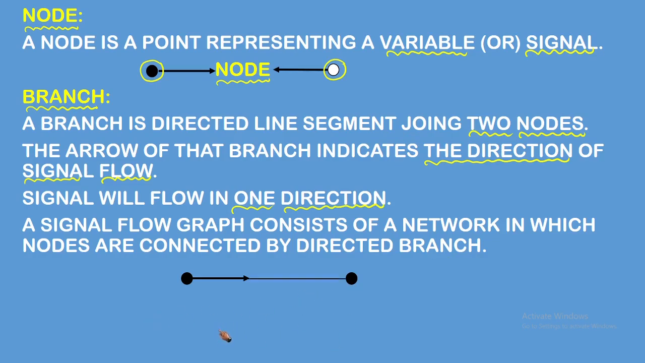So let us see an example here. I am showing one example. If you observe here, these two nodes are joined by one branch. So this is called the branch. Between two nodes, a directed line is there, and that is called the branch here.